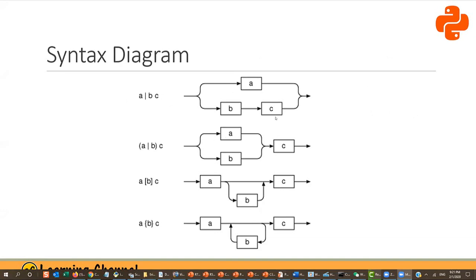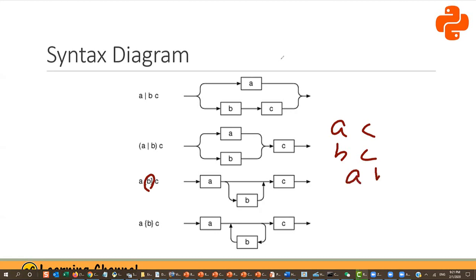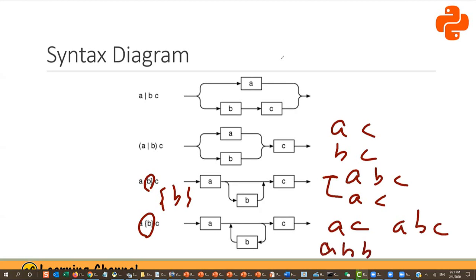So here it will generate AC and BC. Okay. And this one is A, optional B. Optional means zero or one time, or no times. So it would be ABC and AC, two possible patterns can be generated. Or you have A, curly brace B, that will be zero or more times, so you can have AC, ABC, ABBC, ABBBC. These are all legal patterns. So by the syntax diagram, we are able to generate some sort of grammar rule that can qualify our input pattern to make sure that it's legal. Is that okay?